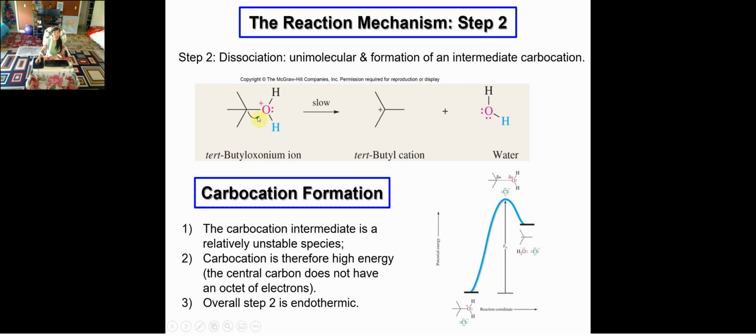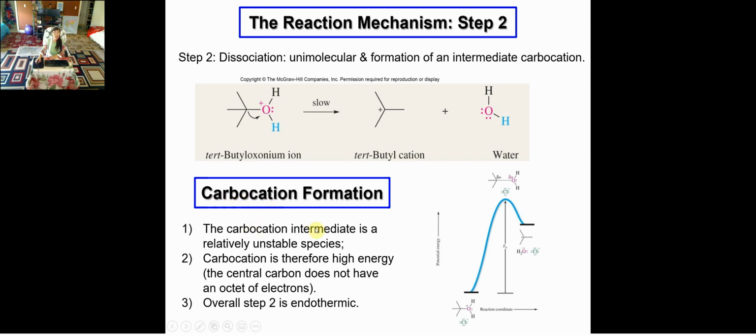What's going to happen? This carbon-oxygen bond, these two electrons will be subject to bond cleavage. So two electrons go to your water, making your water have two electron lone pairs. The positive charge moves to the carbon. You form a tert-butyl cation. This tert-butyl cation is called a carbocation.